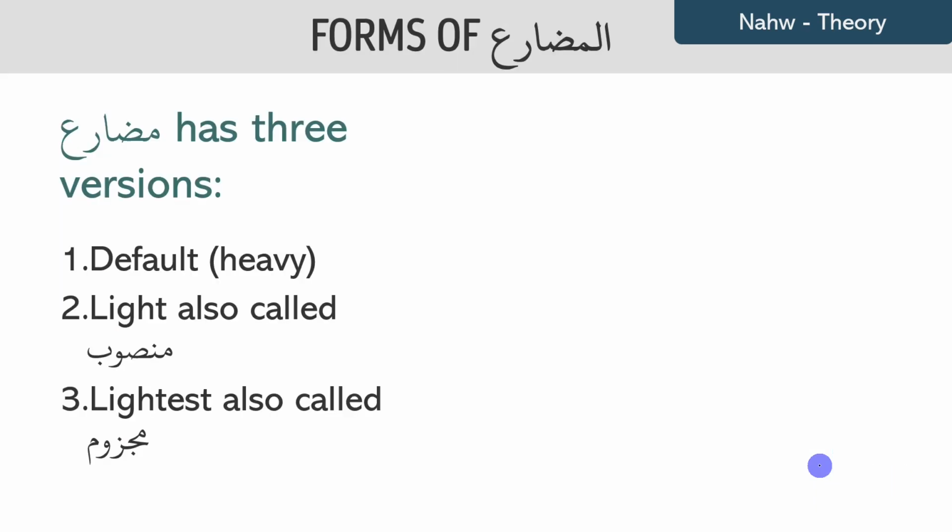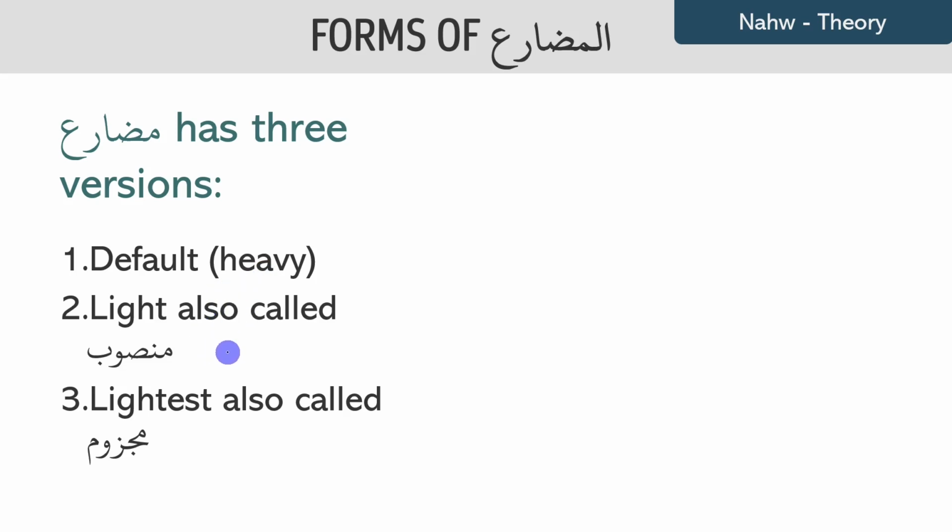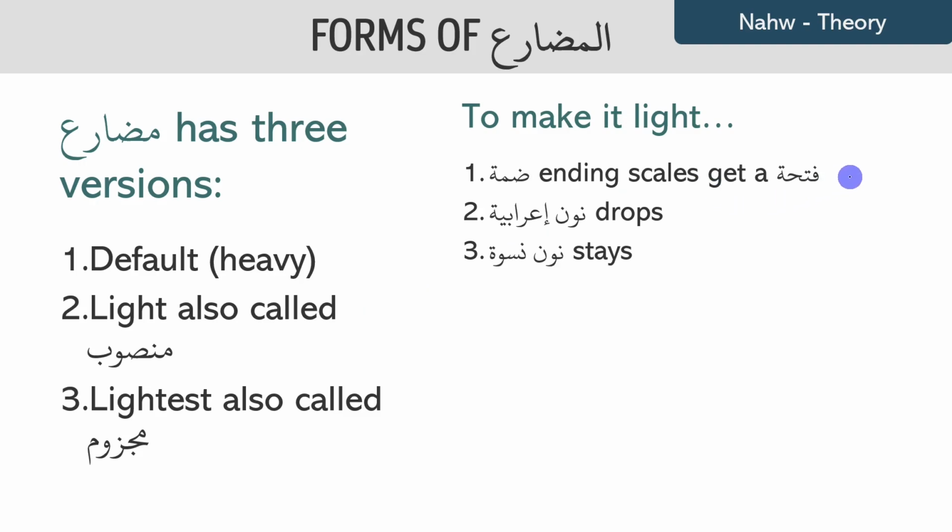So mudari' has three versions: a default heavy version, which is this one that we see, and then it also has a second version, which is light, also known as mansub, and it also has a lightest version, also known as majzum. What makes the mudari' mansub or majzum, we will learn in the next session, and this is caused by some particles whose job is to make the mudari' verb light or to make the mudari' verb lightest. But we'll learn first how the mudari' appears light, and that is the dhamma ending scales, they get a fatha.